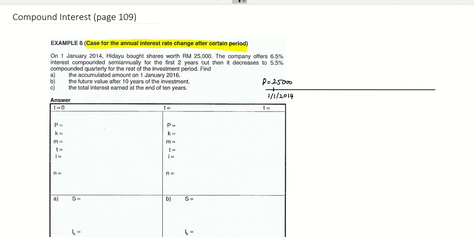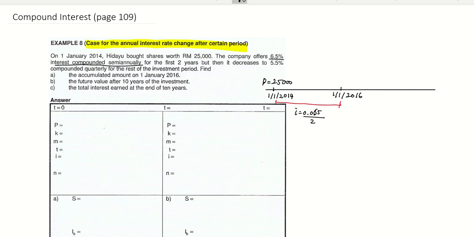The company offers 6.5% interest compounded semi-annually for the first 2 years. Meaning that up to the date 1st January 2016, the interest offered is 6.5% compounded semi-annually. So i is equal to 0.065 divided by m, where m is equal to 2.